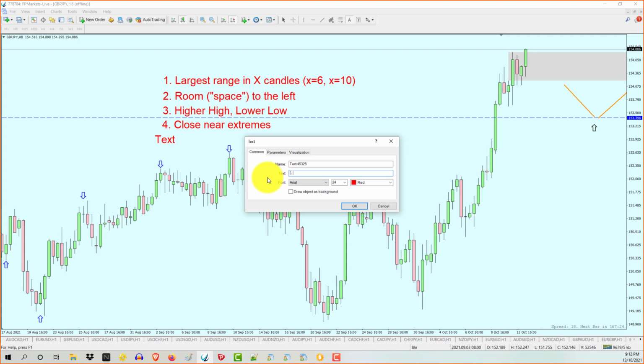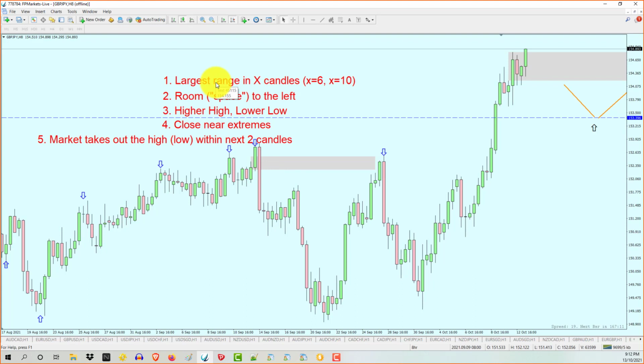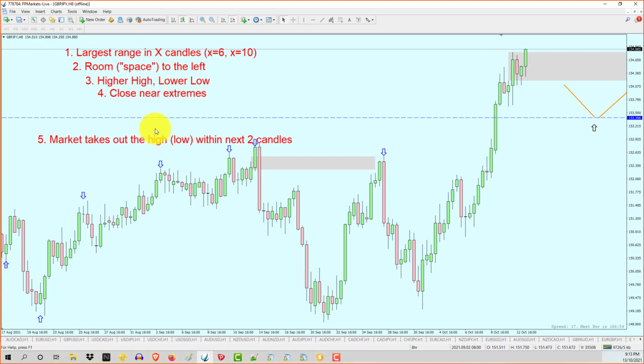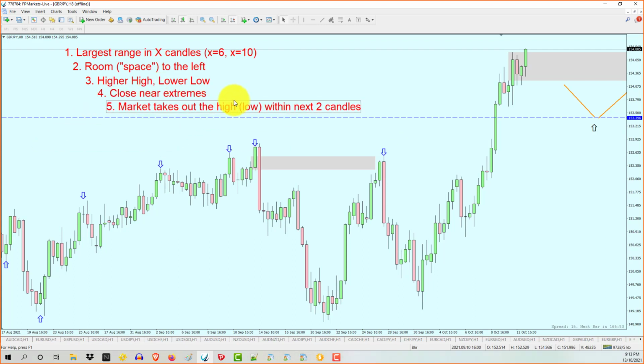So market takes out the high or low within next 2 candles. So within the next 2 candles, if I had a sell stop below my bearish big shadow, it should be taken out. And that's the case here. It was actually taken out the very next candle. So a little sell stop there. The stop loss goes up above the high. Sell stop goes down near the low, and you're off to the races.